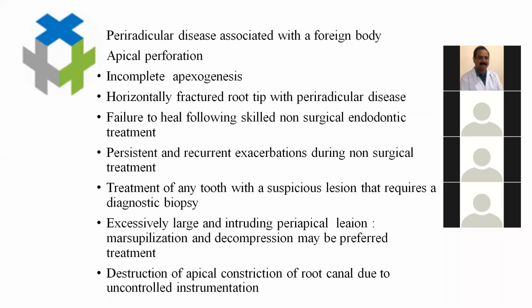Periradicular disease associated with a foreign body can be treated. We can also perform surgery for incomplete apexogenesis or a blunderbuss canal, where the periapical seal is not correct. And if you want to take a biopsy of that area to differentiate, for example, an odontogenic keratocyst or OKC.